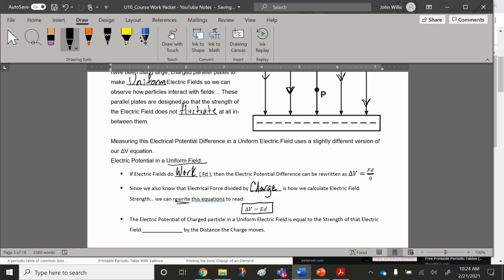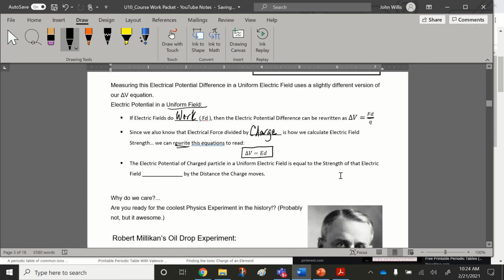I will always use the term uniform electric field. In fact, on your equation card, I am going to encourage you to separate these and make it like a little heading: single point, uniform field. And I'll always use one of those two words. So it should make it a little bit more straightforward.